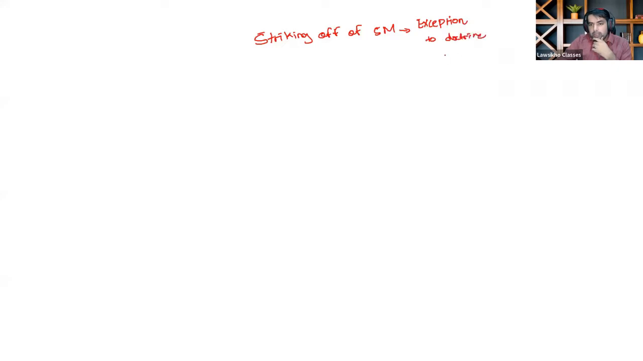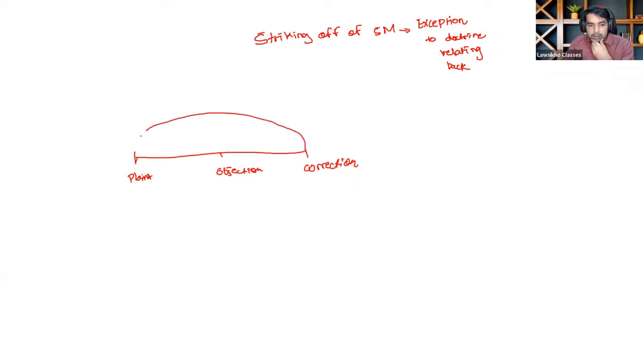Now first, let us understand once again what the doctrine of relating back is saying. Basically, say here you file a plaint and here the objections are raised and here the correction is made. In that case, all the corrections that you have made will relate back to the date of plaint. That means we will consider that when you filed the original plaint, it had all the corrections, and the date of plaint will be the date of suit.